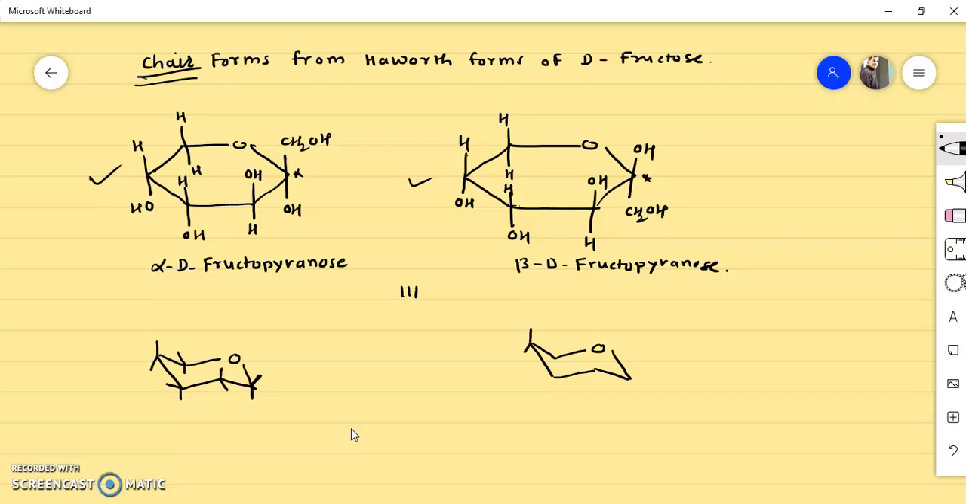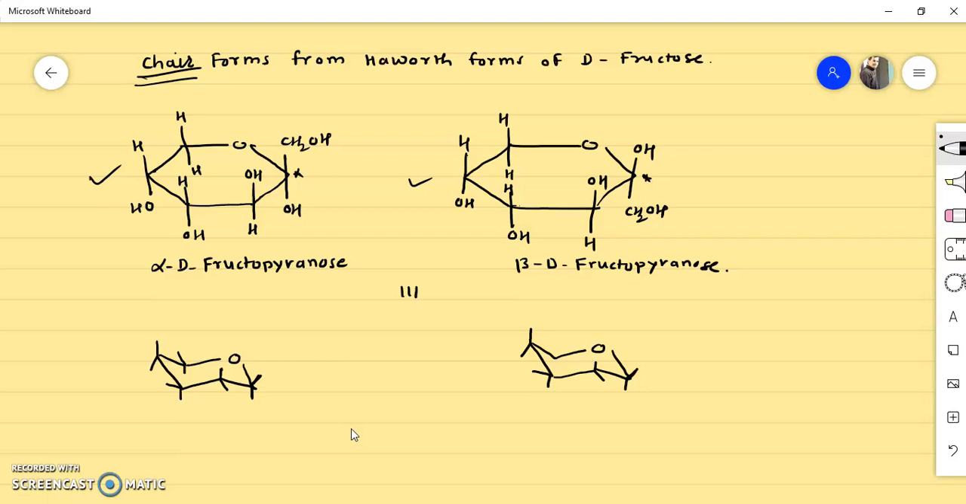So this is axial, this is equatorial, equatorial, axial. Okay, then axial, equatorial, equatorial, axial. Okay, so in this way I have drawn the equatorial and axial bonds to this chair form. Now how to draw the groups?